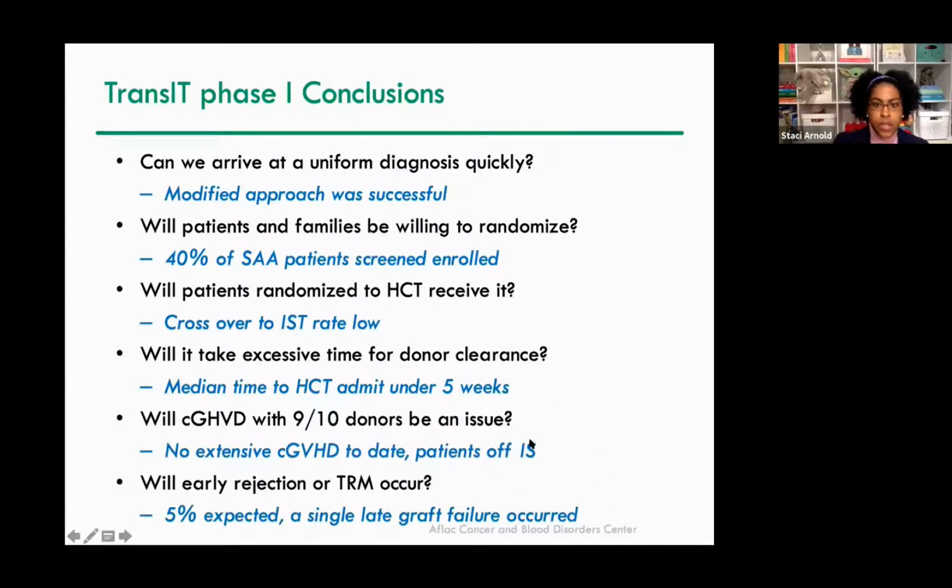So conclusions for this study were that this approach was successful. We were able to enroll 40% of the patients that were screened. We have very few patients that were randomized to transplant and wanted to pursue immune suppressive therapy. We were able to get that time to transplant under 5 weeks. And as I stated, the outcomes of the transplant were quite good, with no extensive chronic graft versus host disease, and actually less than expected rejection or transplant-related mortality.